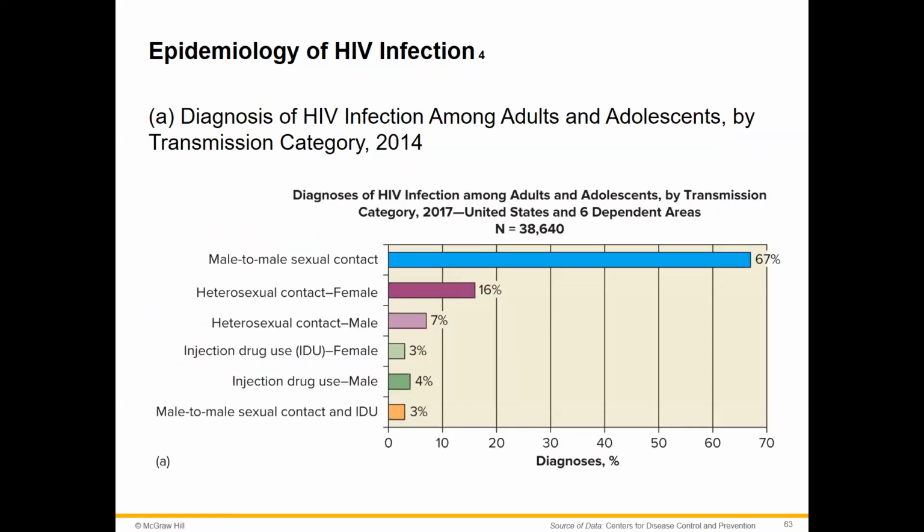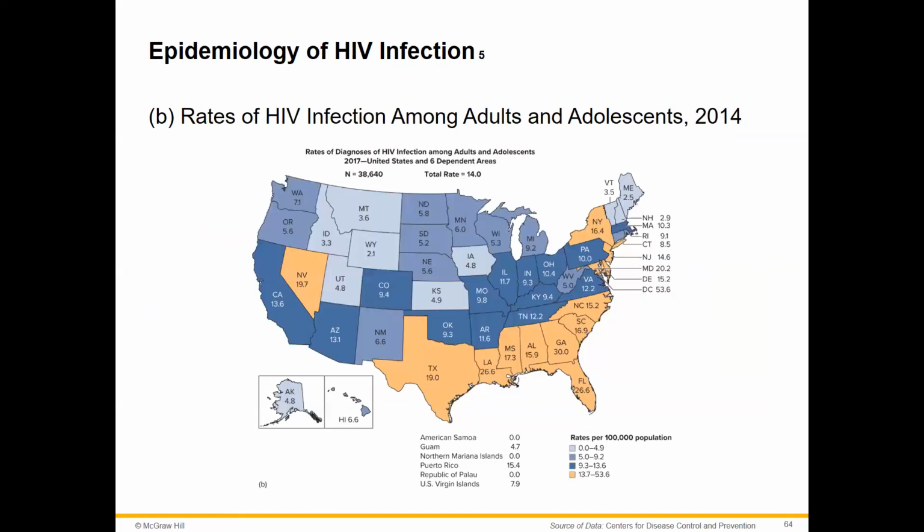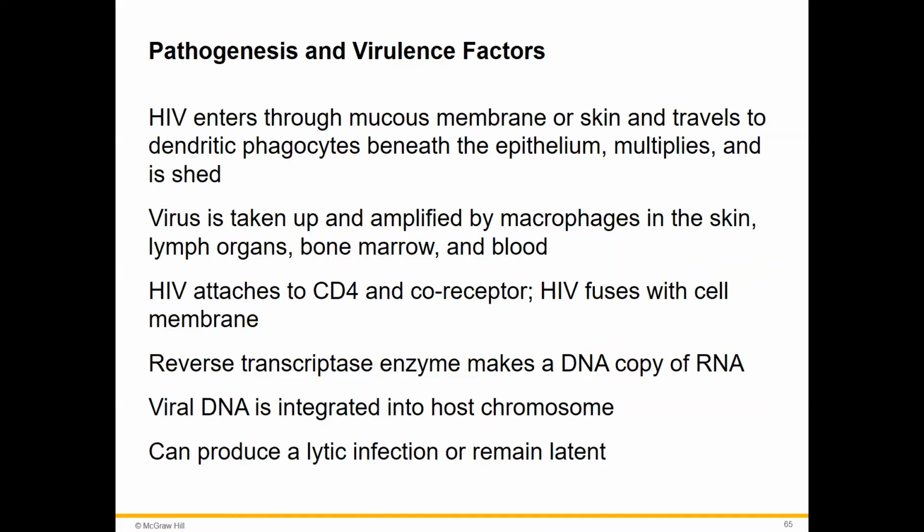This is just talking about prevalence and spread. I think that's relatively obvious. So spread, it can enter through mucous membranes or skin. It's going to travel to dendritic phagocytes beneath epithelium. That's where it can multiply and be shed. It'll then be taken up and amplified by macrophages, skin, lymph organs, bone marrow, and blood. It likes to attach to CD4 and its co-receptor.